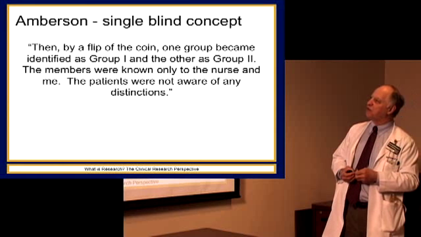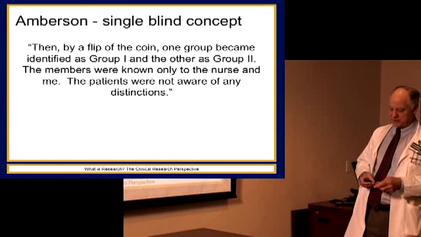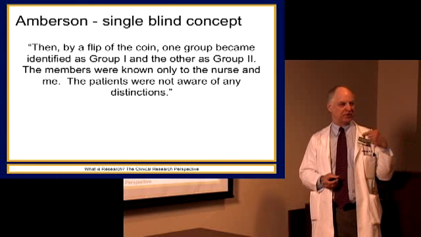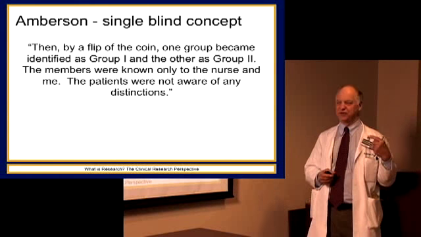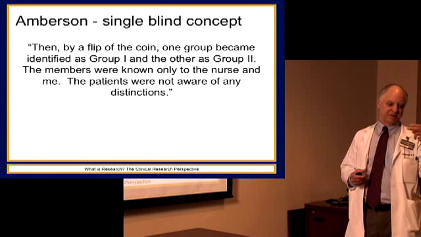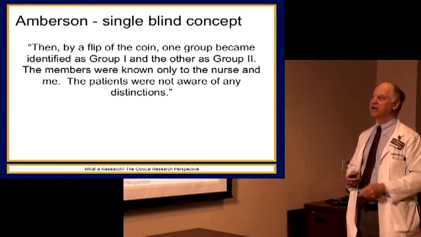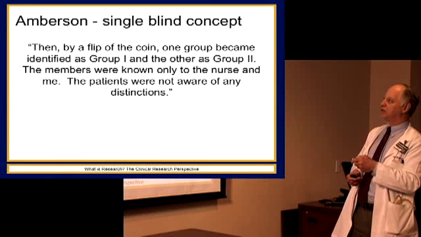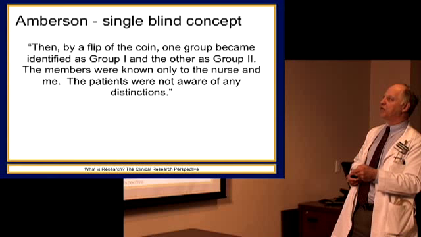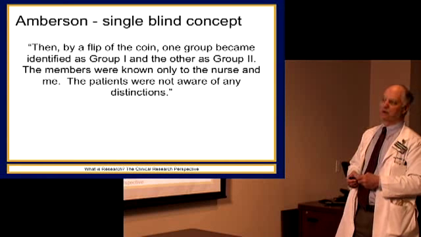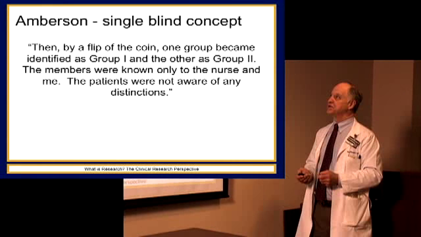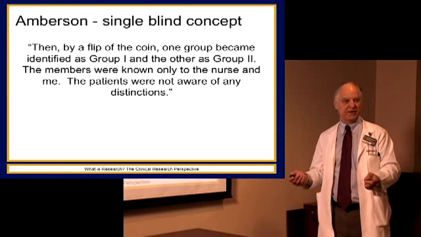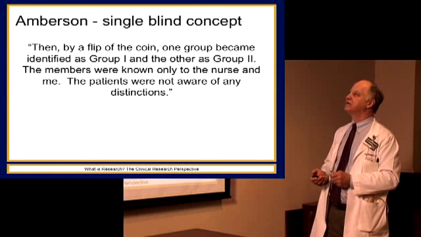So this is a quote from one of his papers talking about the single blind concept. Double blind means neither the patient nor the treating team knows what you've been randomized to. Single blind usually means the doctor knows what you're getting, but you don't. So he says, by a flip of a coin, one group became identified as group 1 and the other became group 2. The members were known only to the nurse and me. The patients were not aware of any of these distinctions. So that was a single blind concept. And again, it was cutting edge at the time in 1931, so less than 100 years ago.